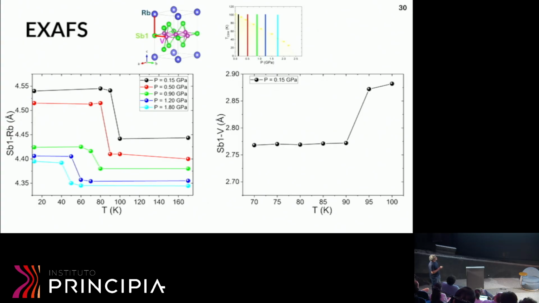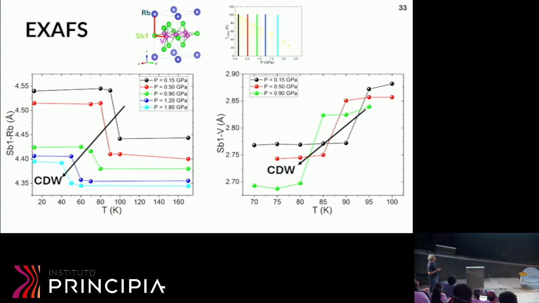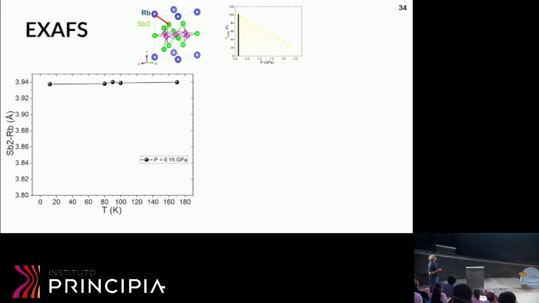If we look at the antimony 1 and the vanadium distance, there's also some change at the charge density wave transition, okay? It goes in a different direction than the rubidium, okay? So it's like it's getting closer in the plane and longer in the out of plane. Okay. So this is the main result.